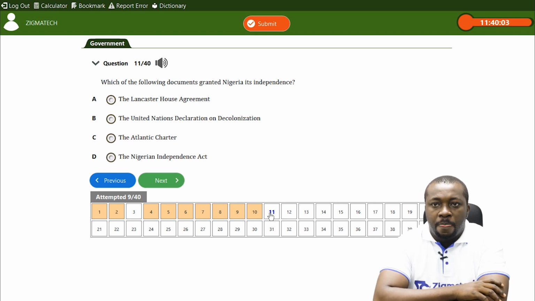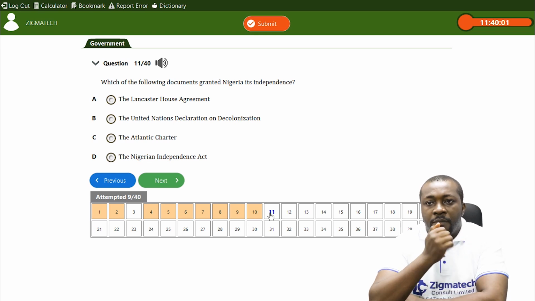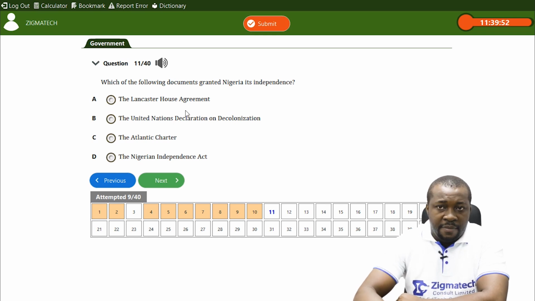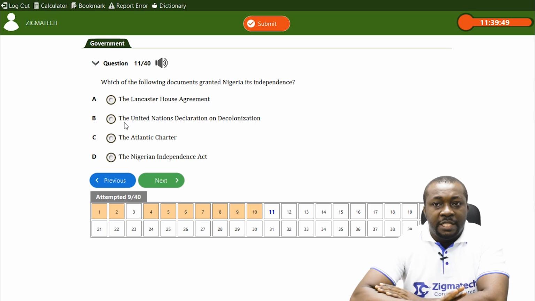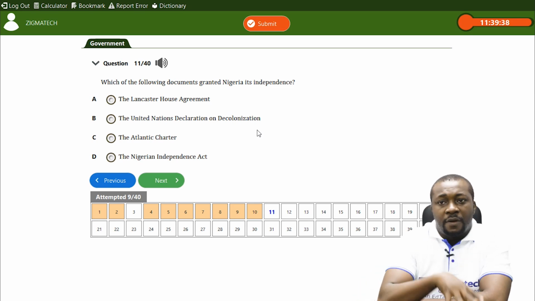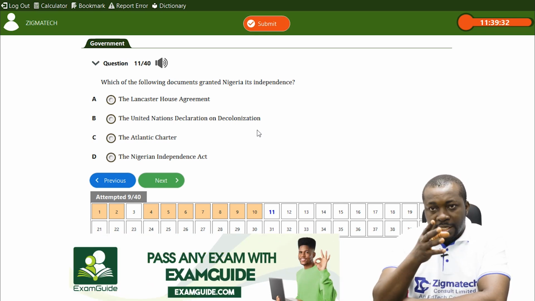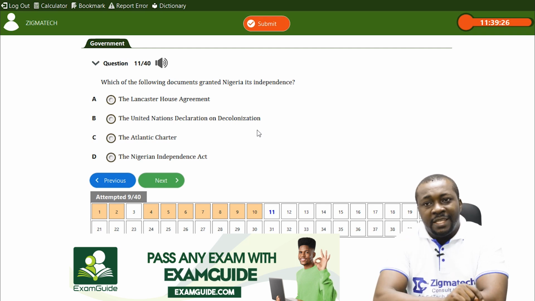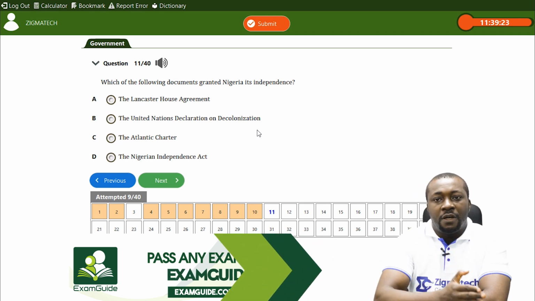Now let's look at this question. Which of the following documents granted Nigeria its independence? Now, the Lancaster House Agreement, London, has nothing to do with the independence of Nigeria. The United Nations Declaration on Decolonization. The United Nations never declared decolonization, even though the United Nations has an anti-colonial posture, which of course the United Nations has to its credit as one of the reasons for decolonization of countries, but it did not declare decolonization of any country.